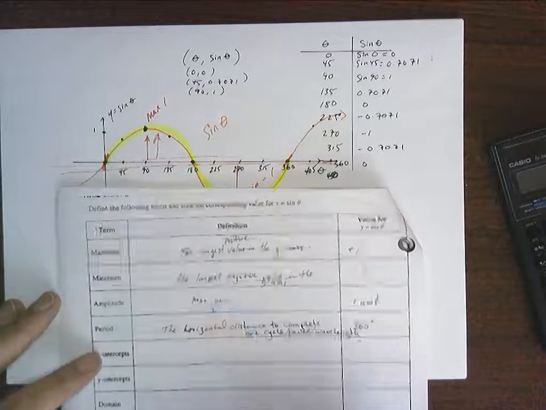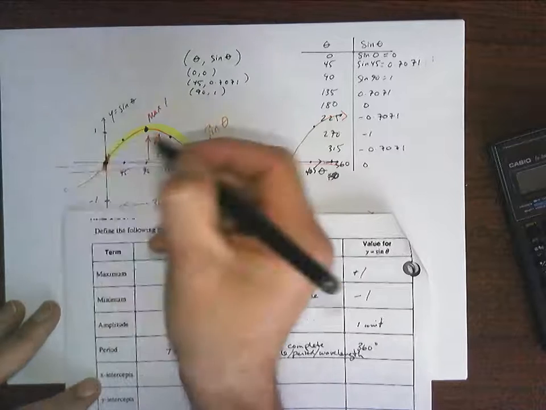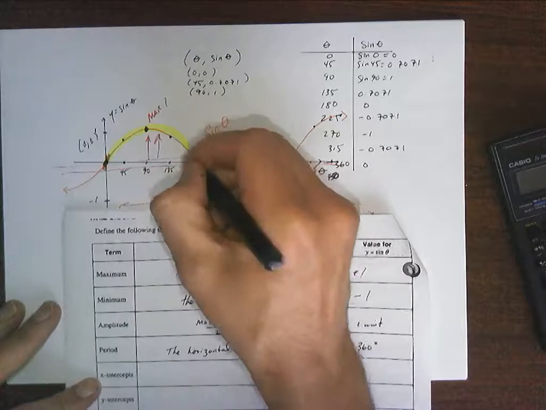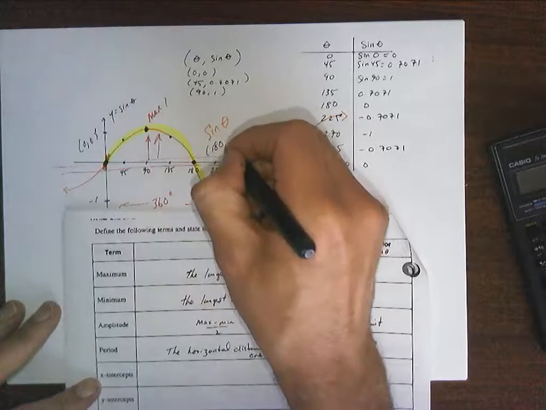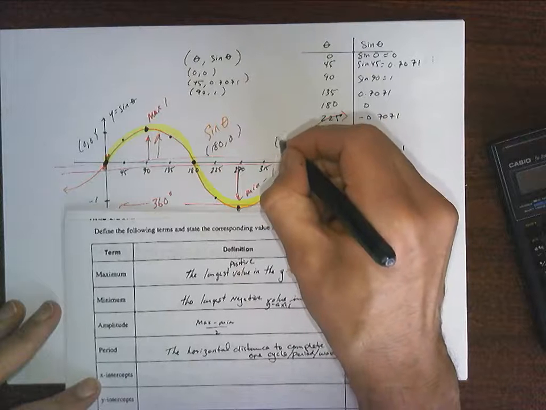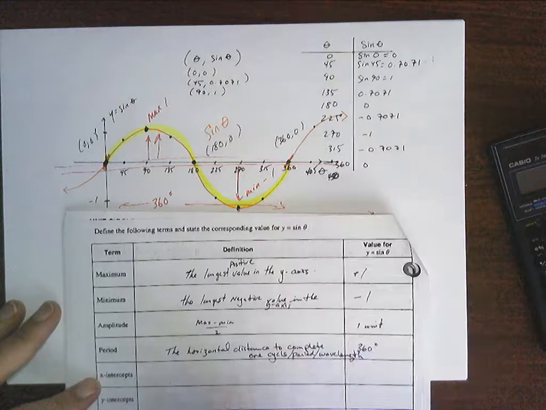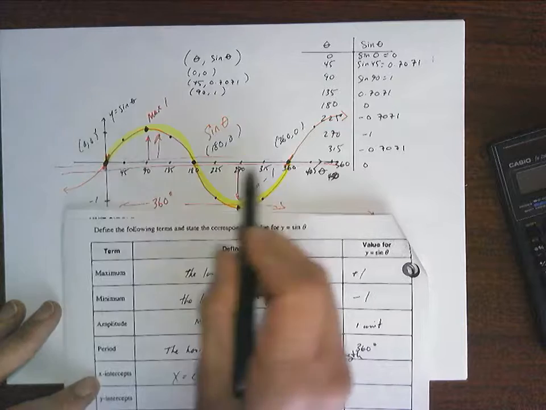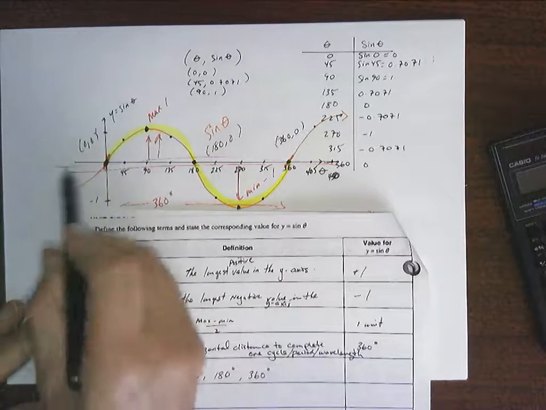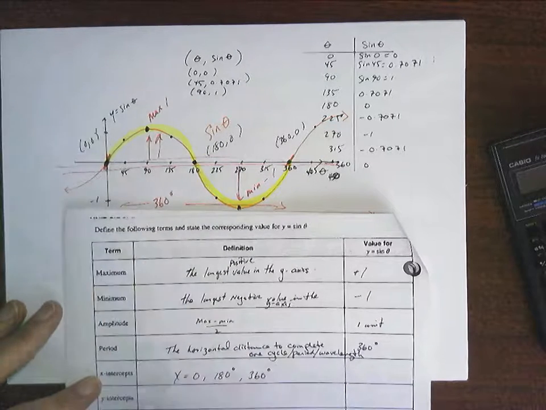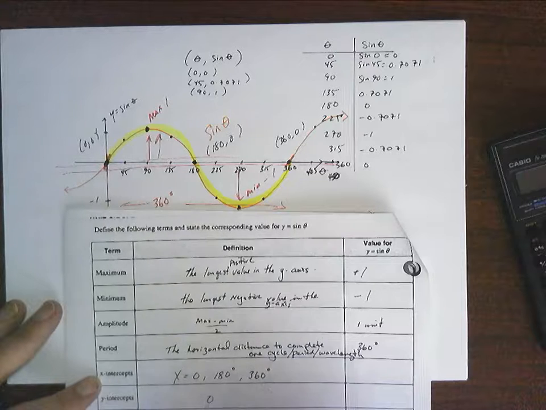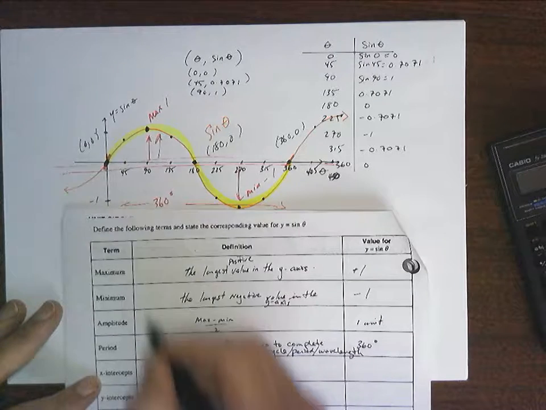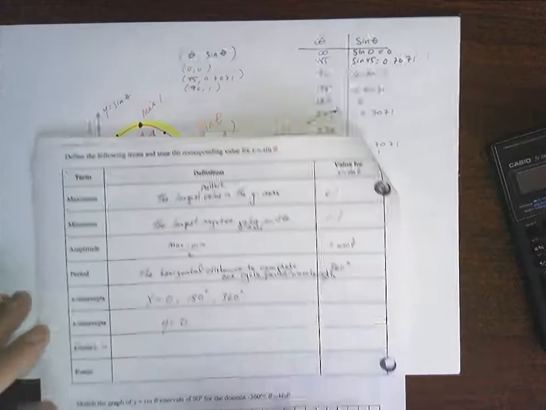Same thing. X-intercepts. Well, there's an x-intercept here, which is at 0, 0. There's an x-intercept here, which is at 180, 0. And there's an x-intercept here at 360, 0. So the x-intercepts are at x equals 0, 180 degrees, and 360 degrees, if we're just looking at this wavelength between 0 and 360. There's other x-intercepts as we go in both directions. Y-intercepts, well, it's at 0. It's crossing the y-axis at 0, so the y-intercept is 0.